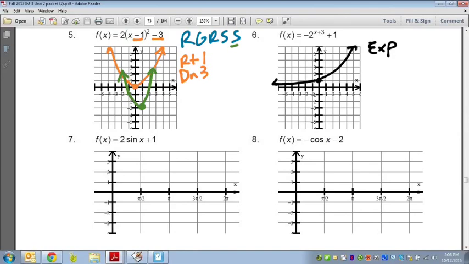Okay, then I have the second R, which is reflection, and I do reflect because I see that I have a negative in front of the 2 there. So I reflect the whole graph over the x-axis. So see how it kind of reflects there? It's like a mirror.